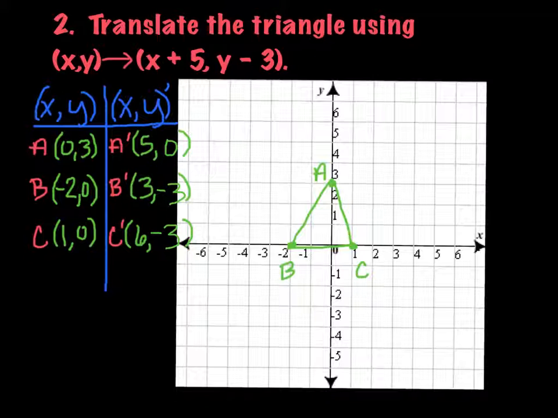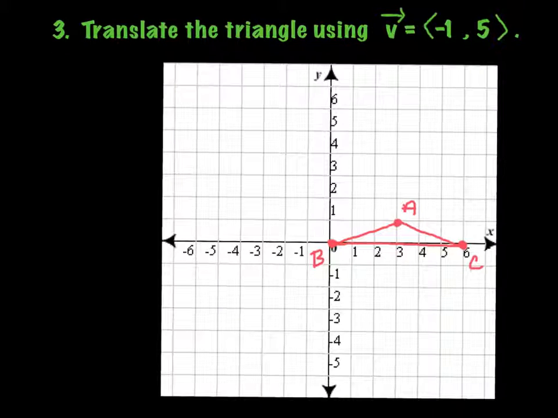So the first point is 5, 0. That's A prime. B prime is 3, negative 3. It's down here. So that's B prime. And our final point is 6, negative 3. So that's C prime. Connect them, and we have our translation done. We translated this triangle to this one. So we moved to the right 5 and down 3 is basically what we did.